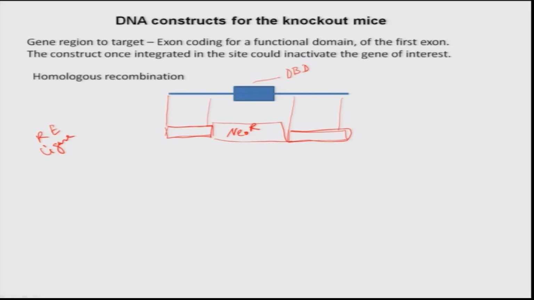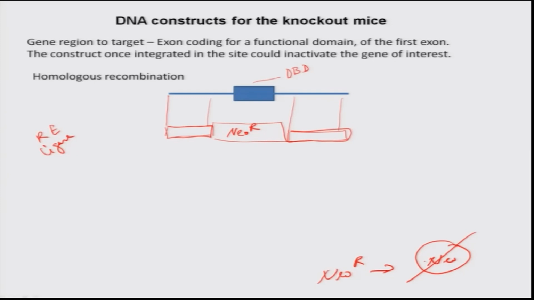So, what is the function of this neomycin resistance protein? This protein is able to degrade the antibiotic called neomycin. So, in the presence of neomycin resistance protein, the cell can grow even when you have neomycin there. In the absence of this protein, the cell cannot grow, it will die. So, why is this important? We will come back to this a little later.